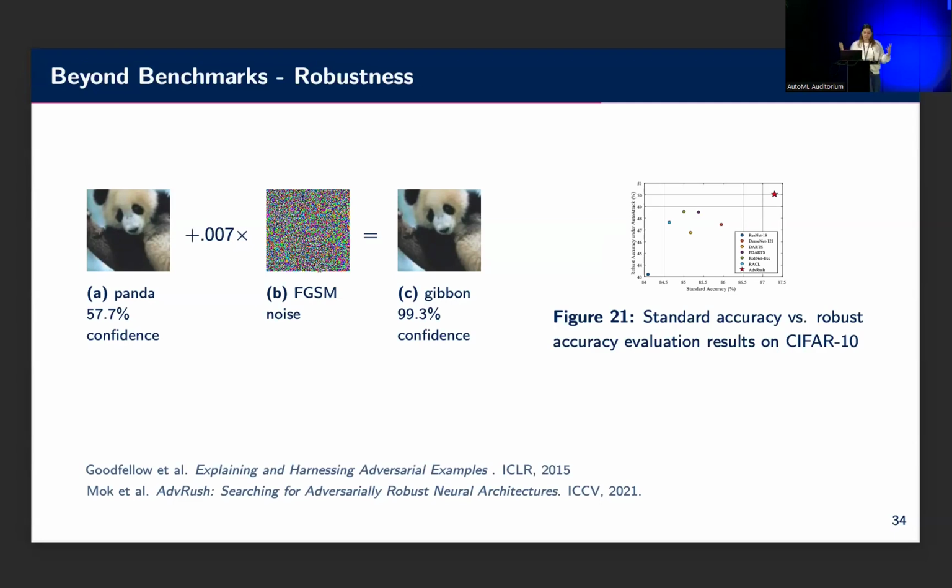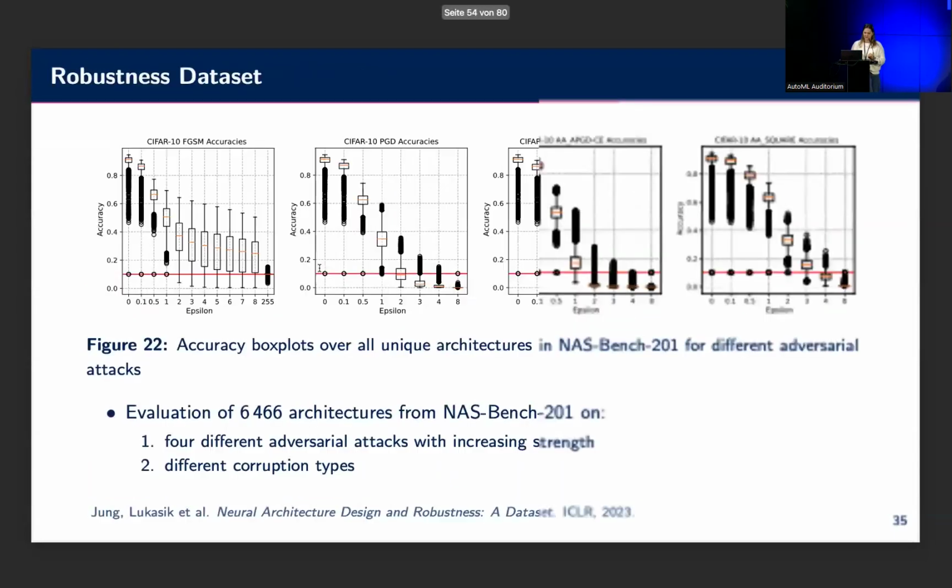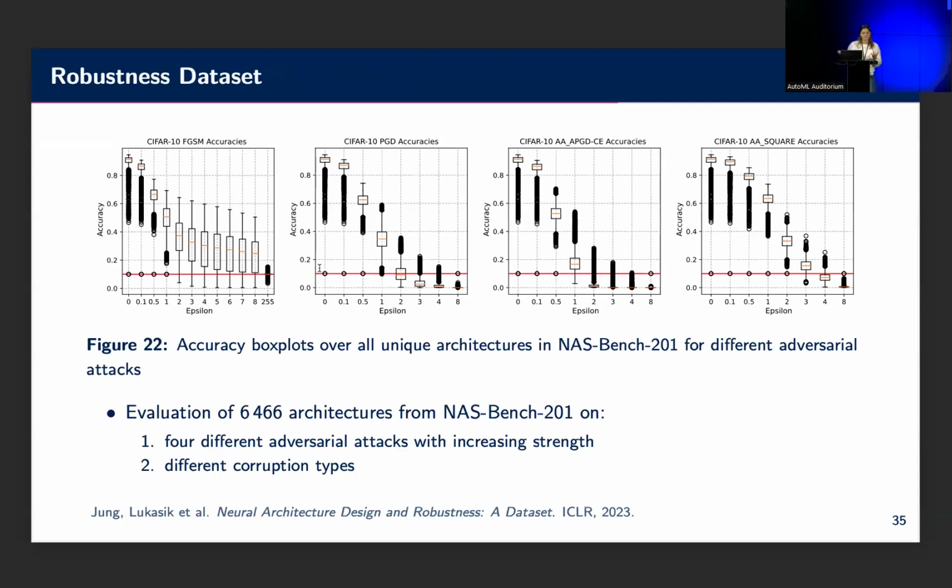There's also a lot of research done in the area of introducing more robust architectures in general, and more robust accuracy as an additional objective into neural architecture search. For example, there is the robustness dataset presented last year at ICLR, where we evaluated all unique architectures in NAS-Bench-201 against 3 different attacks, FGSM, PGD, and APGD-DLR, for different amounts of perturbation.